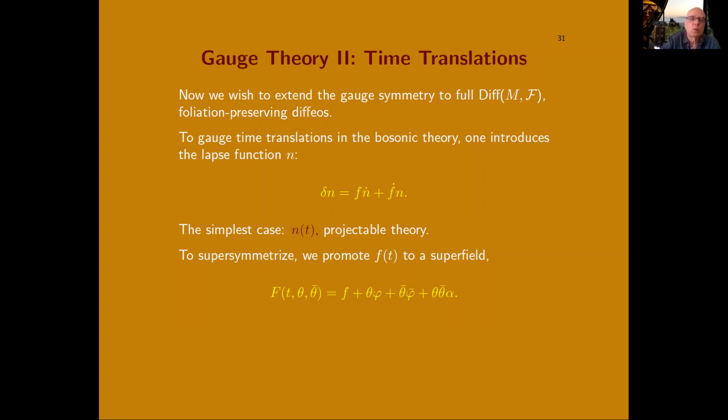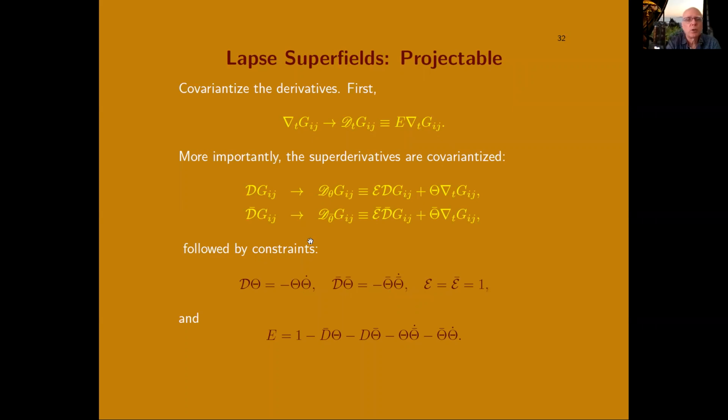In other words, I'll use the so-called non-projectable version of Lifshitz gravity. That is the more general setting and also popular for phenomenological applications of quantum gravity, or for holography. You need to go to the non-projectable version where n is a space-time field. And once you do, again, there are some connection superfields that you need to introduce in order to covariantize derivatives.